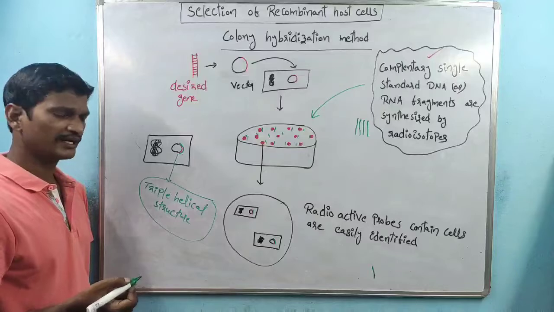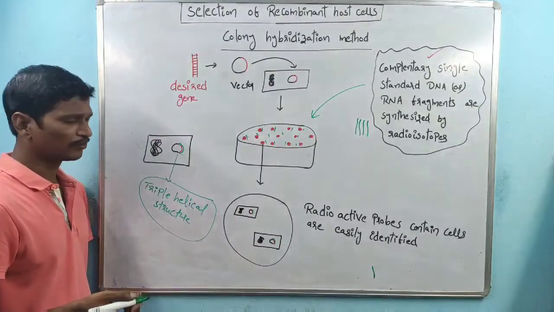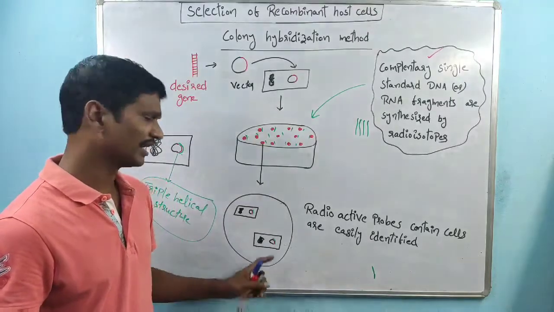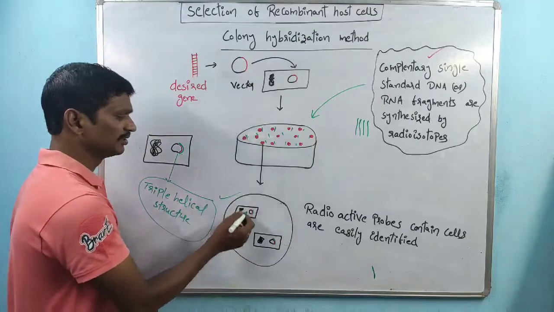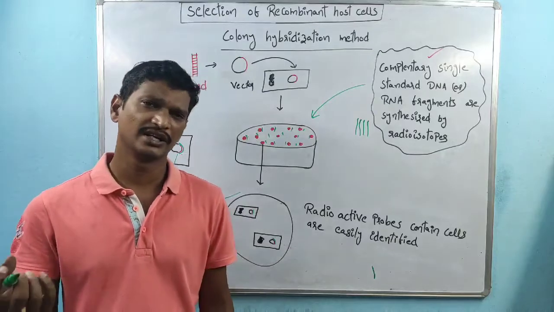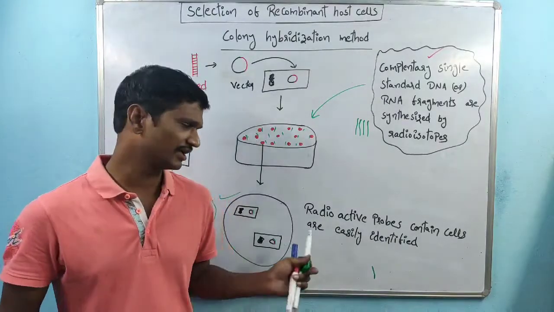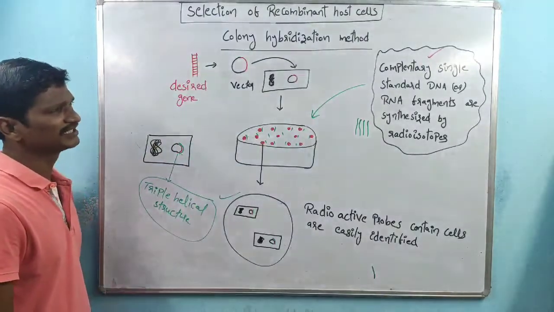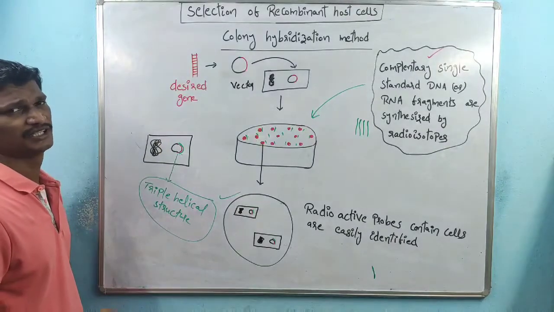Then the cells containing the radioactive probes are easily identified, because the radioisotope substances emit radio waves. Based on that, we can easily identify the desired cells. So what I am telling here is that this method is called the colony hybridization method.